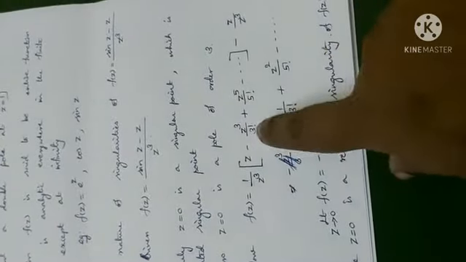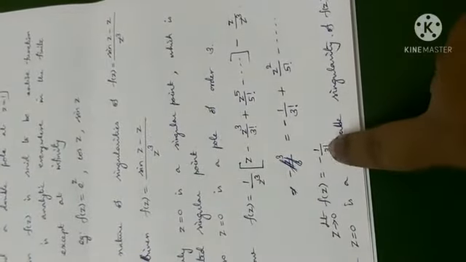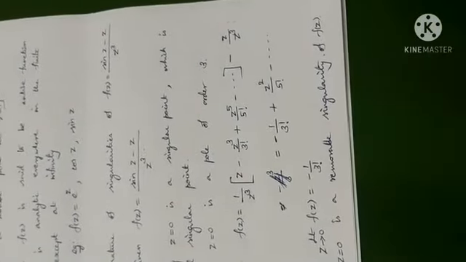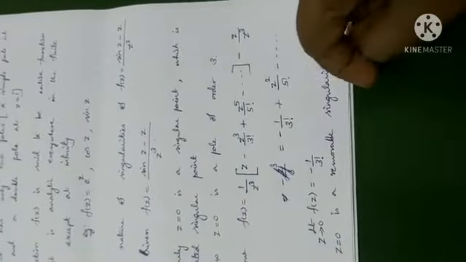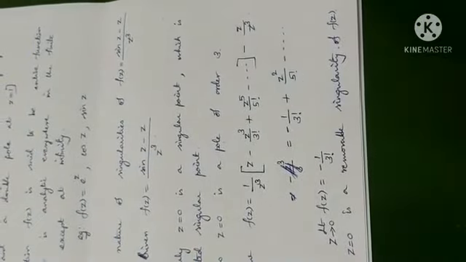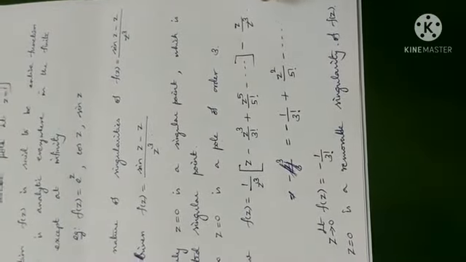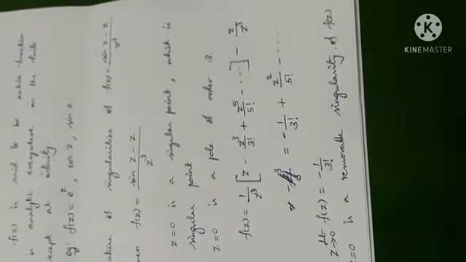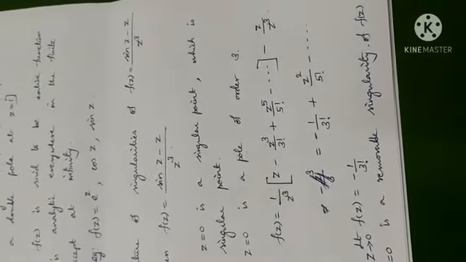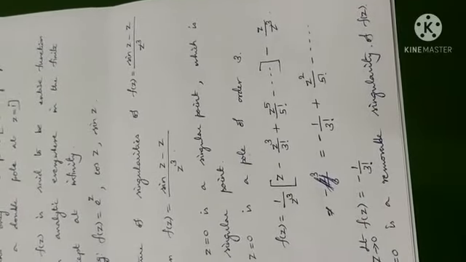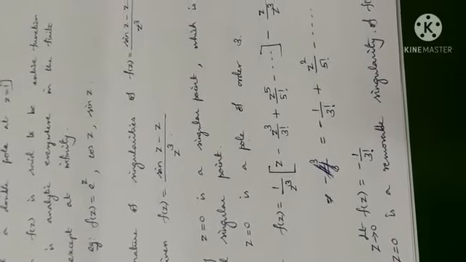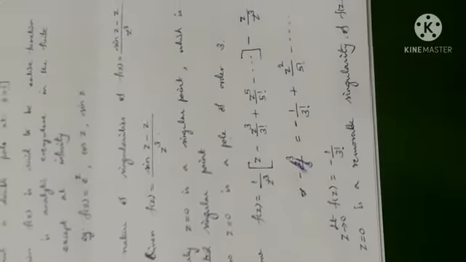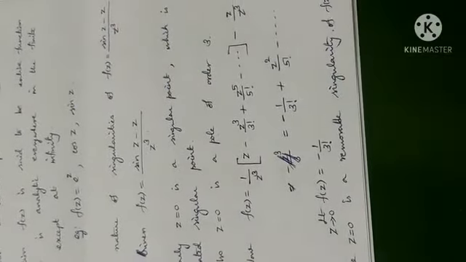Now comes essential and removable. If removable singularity comes, essential will not come. In the Laurent series, when we have an infinite number of negative powers of z minus a, we talk about essential singularity. If there are no negative powers of z minus a, we talk about removable singularity. So if that one comes, we need not discuss the other one, right?